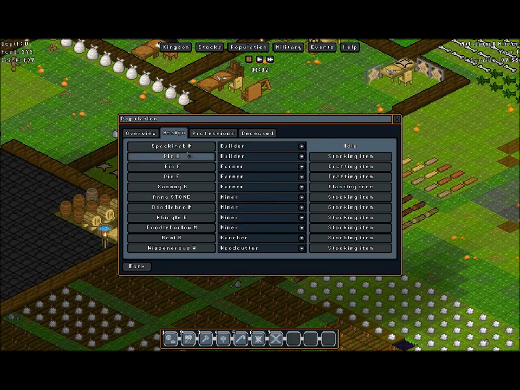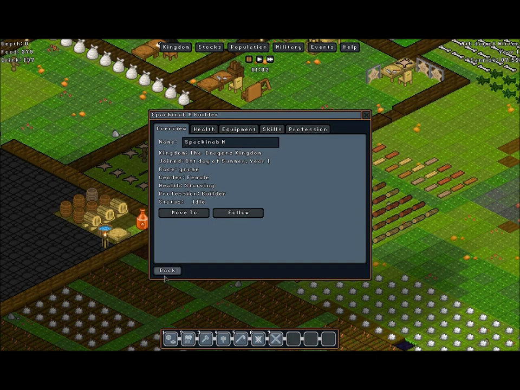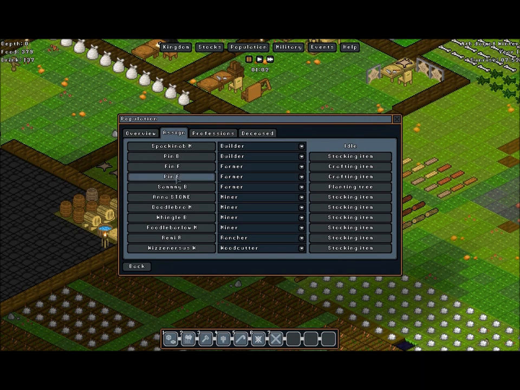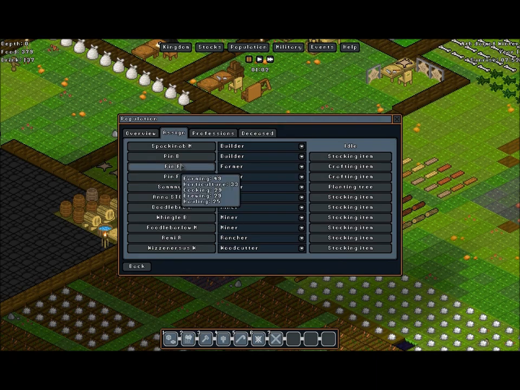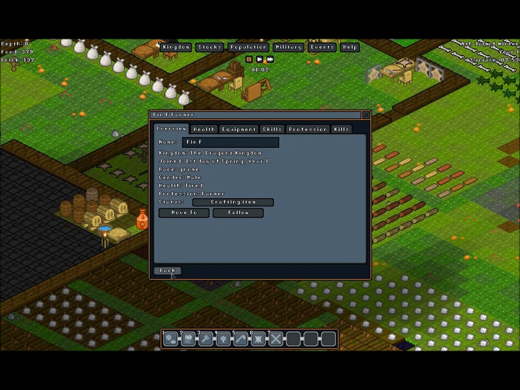So let's see. This is a female. She's the one that I'm having problems with. I may have to kill her someday. Damn, another female. Male. Okay. So Pin is a female. Damn, I didn't know that. And status is stocking items.